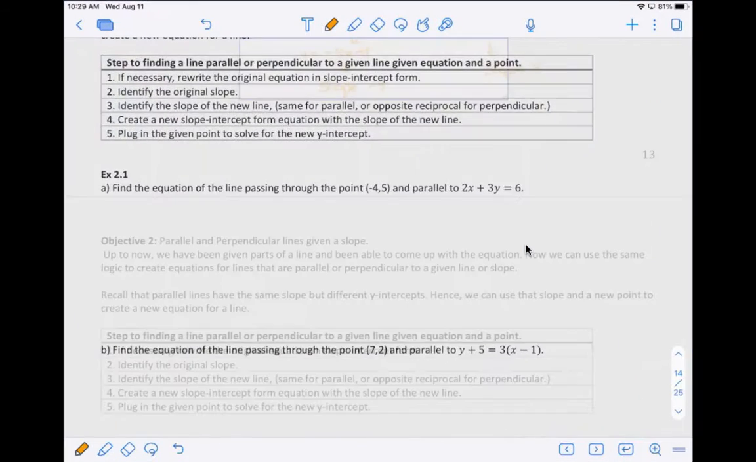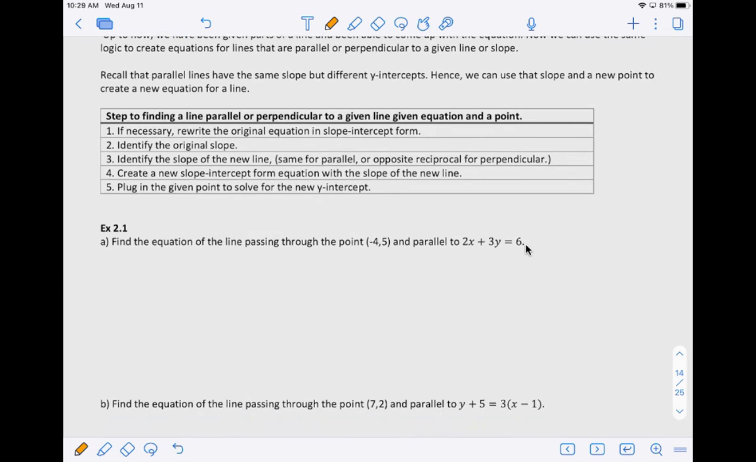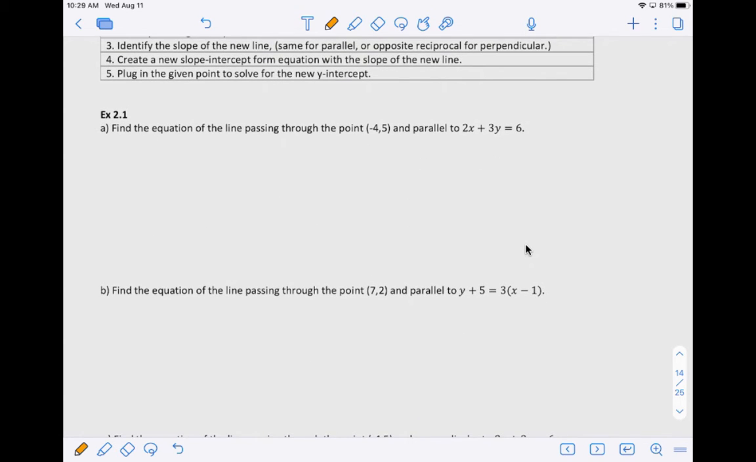Obviously, it's not going to be the same line because the red line did not go through the blue point. And I can further justify that because if I plug in -4 and 5 to the left-hand side, it doesn't equal 6. So (-4, 5) is not a solution point to this equation, okay?